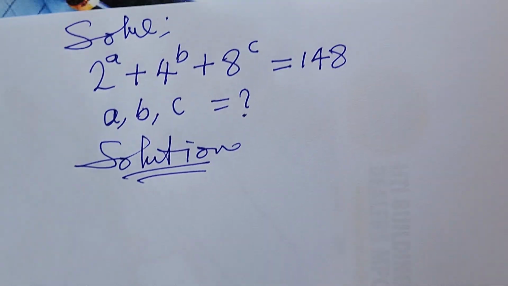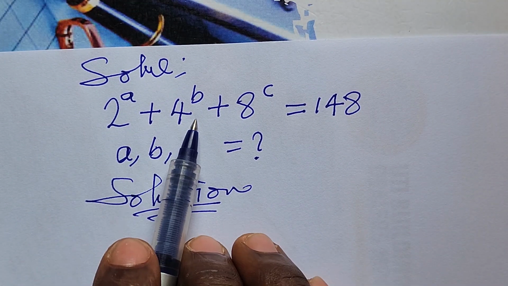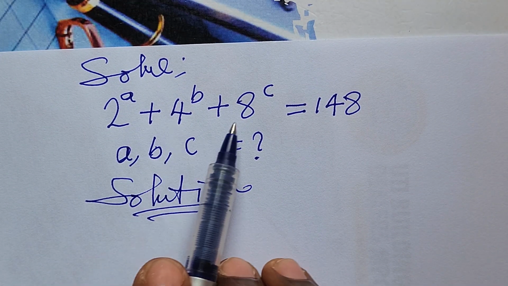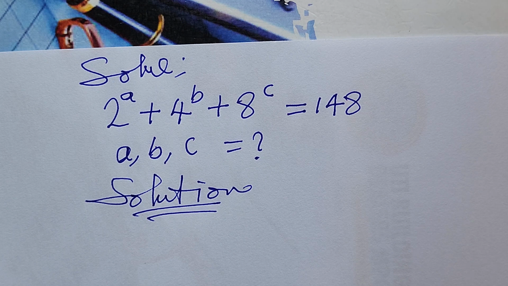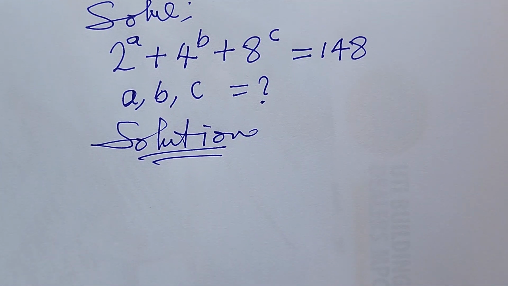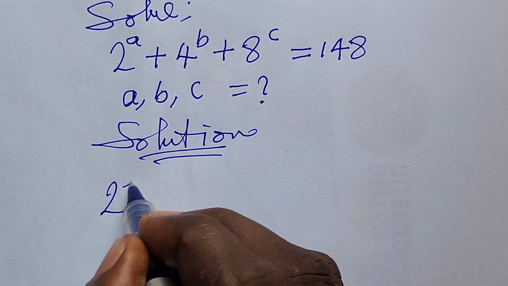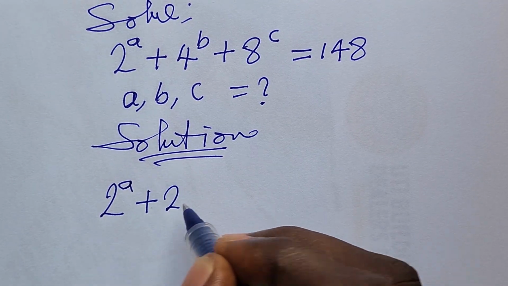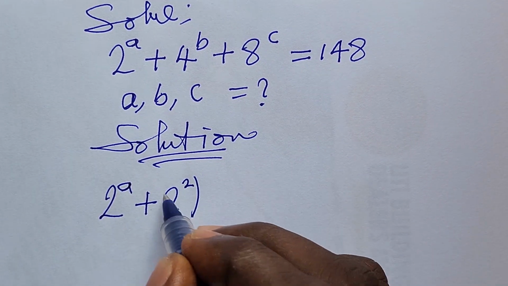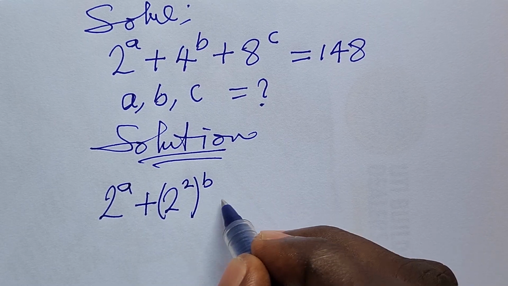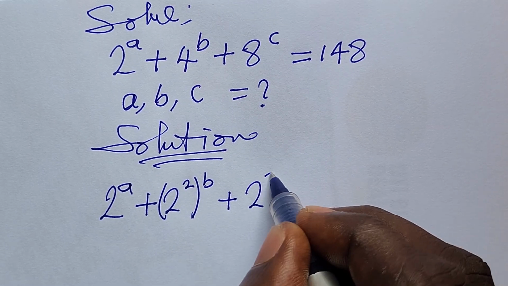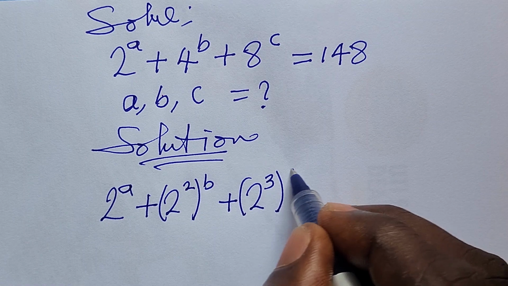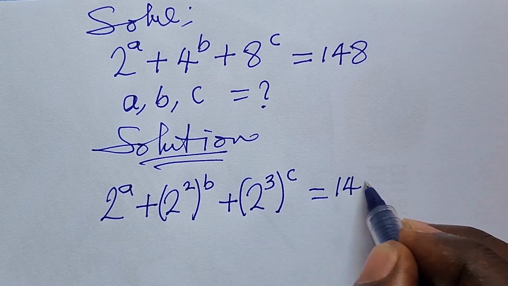Now if you look at this equation carefully, we discover that 4 and 8 can be expressed in base 2. So let's go ahead and express them in base 2. So this will give us here 2 to the power of a plus 2 to the power of 2 all to the power of b plus 2 to the power of 3 all to the power of c, everything equal to 148.